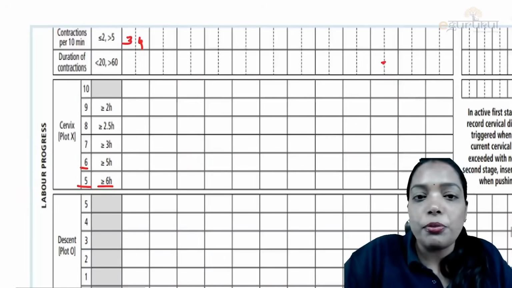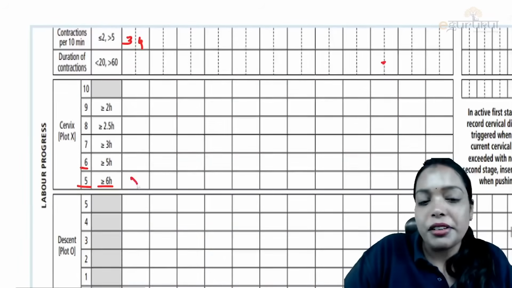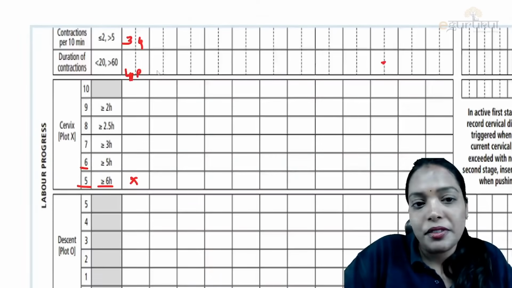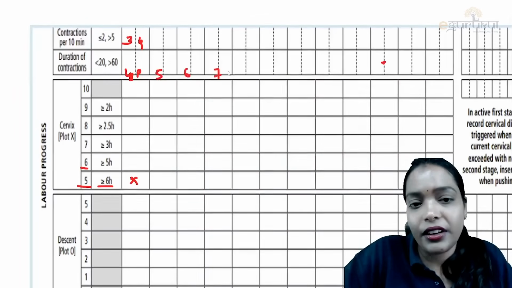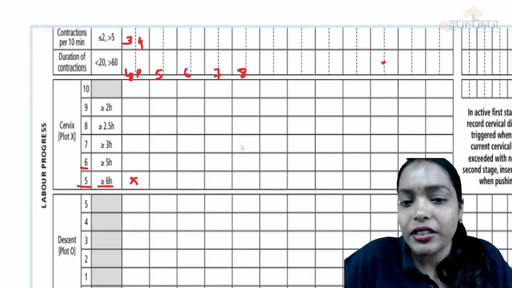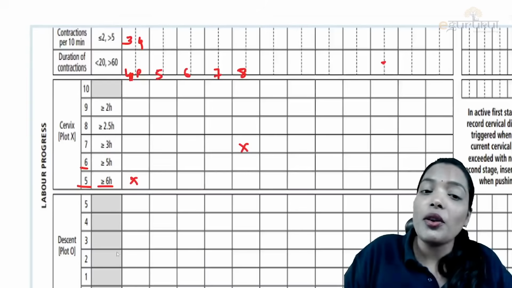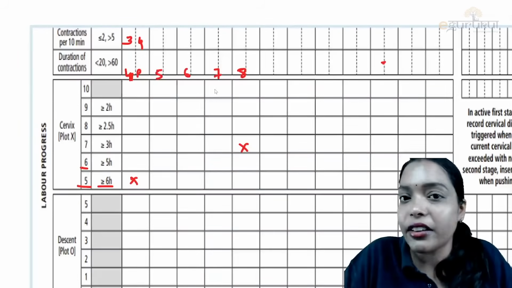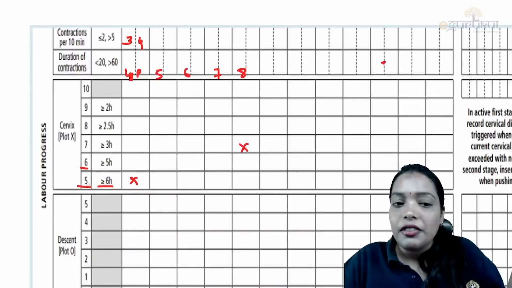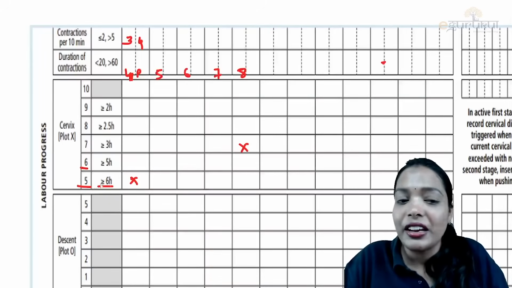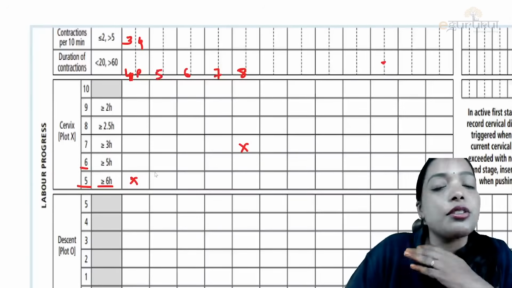I have done a PV of a woman at 4 p.m. She is 5 centimeters. At 8 p.m., when I repeated her PV, she is 7 centimeters. Actually, according to our previous guidelines, from 5 to 7, if she has taken 4 hours, she would have crossed the alert line. But here, even though at 8 p.m. she became 7, it is still fine because she didn't remain in 5 centimeters for more than 6 hours. So it is not an alert.